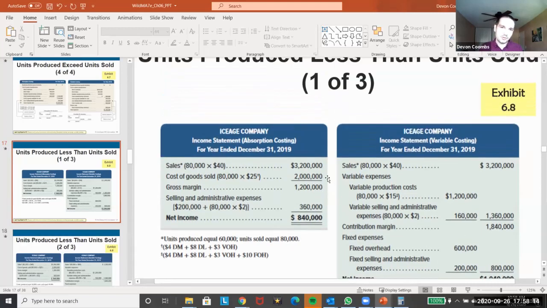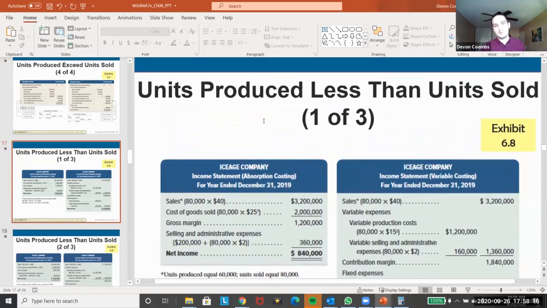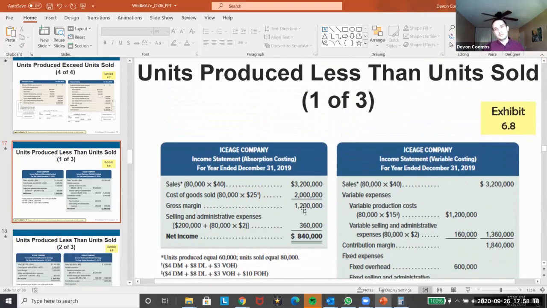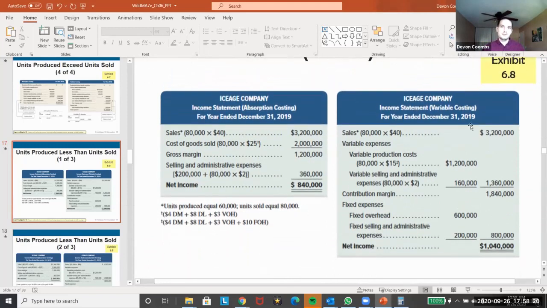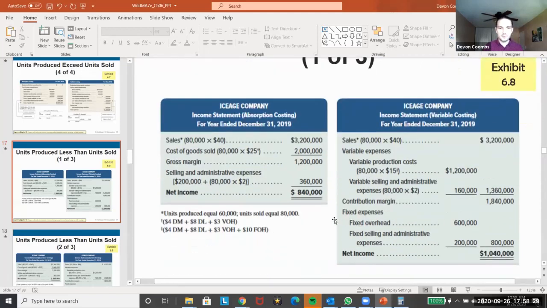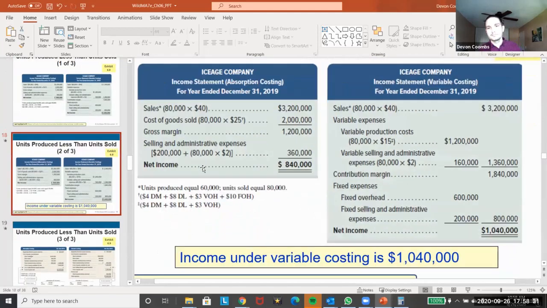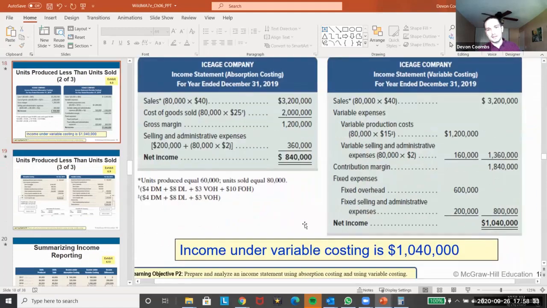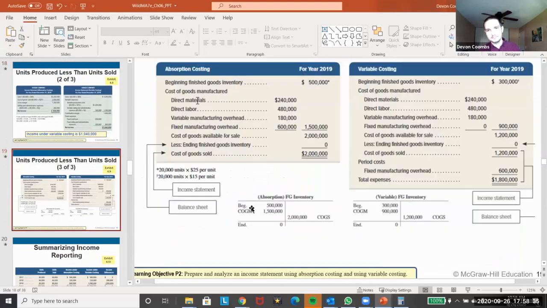So just be able to know the relationships. If we sell more than we produce, absorption will be lower than variable. And if we produce more than we sell, then it'll be the reverse relationship. And that's all this slide is saying. It's just reiterating that fact.